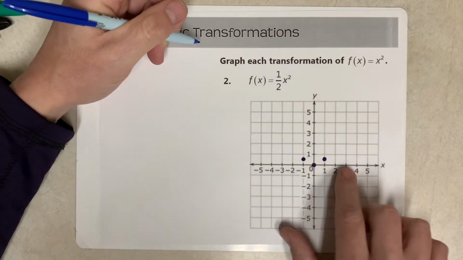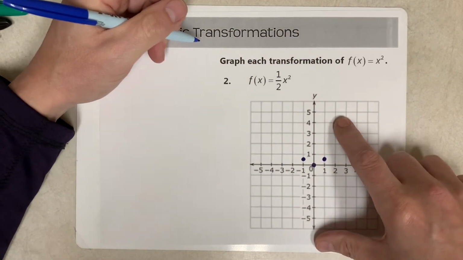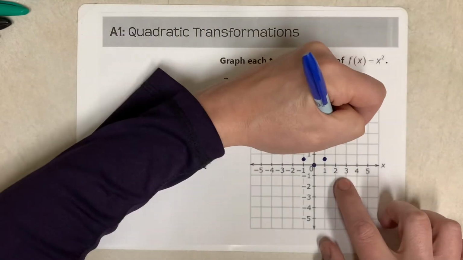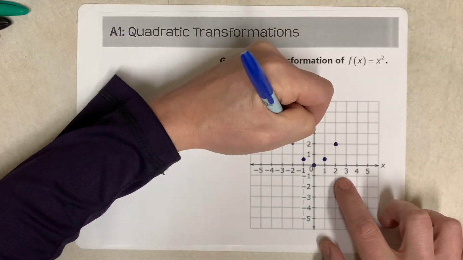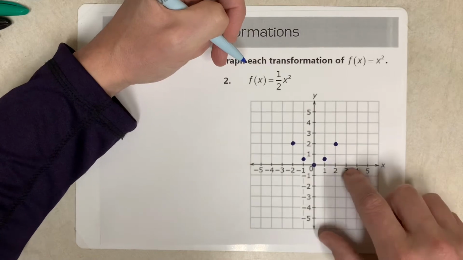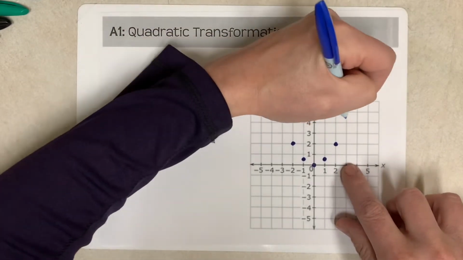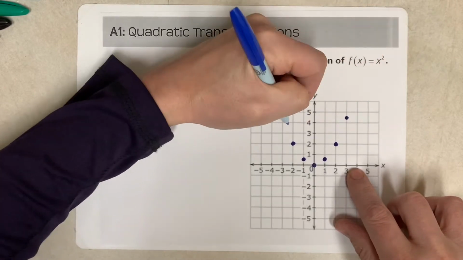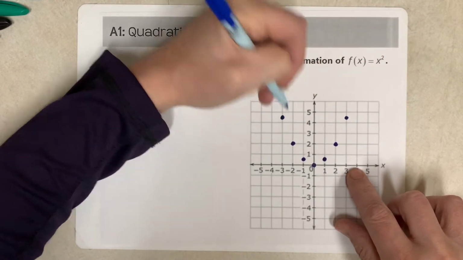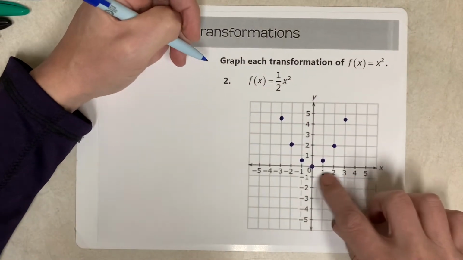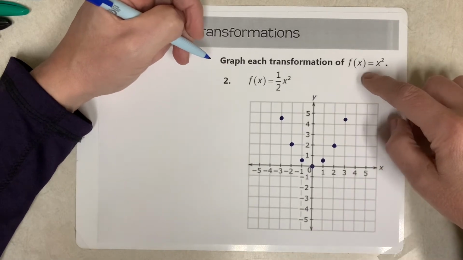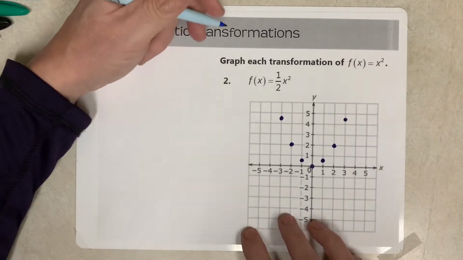Okay, it used to be over 2 up 4, but now it's half of that. So over 2 up 2. It used to be over 3 up 9, but now we're taking half of that, so over 3 up 4.5. Because 4.5 is half of 9. And then it used to be over 4 up 16. Half of that would be 8, and we're off of the graph.